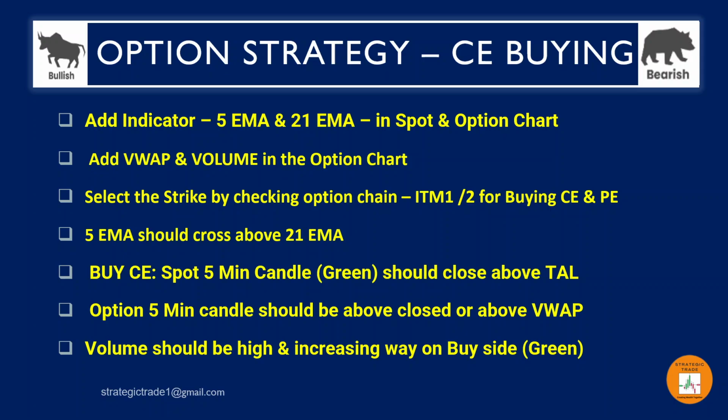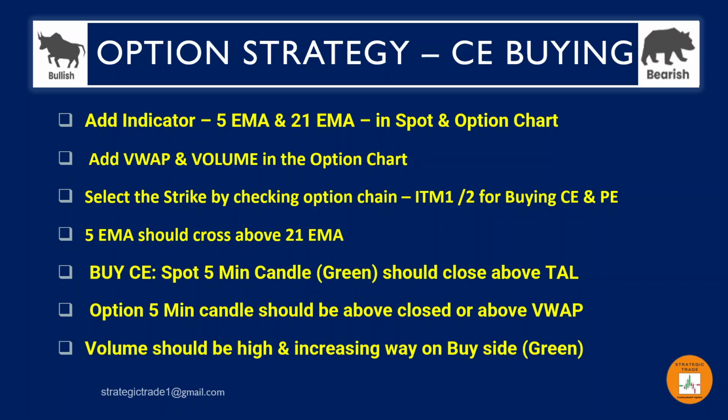For CE buying, first we'll have to add the indicators 5 EMA and 21 EMA in the spot and option chart. Both we'll have to mark. And add the VWAP and the volume in the option chart, because in the spot chart there is no trading. The volumes will not be there, and the VWAP will also not be there, because VWAP is the volume weighted average. Without volume, the weighted average cannot be calculated. That is why we have to mark it in the option chart.